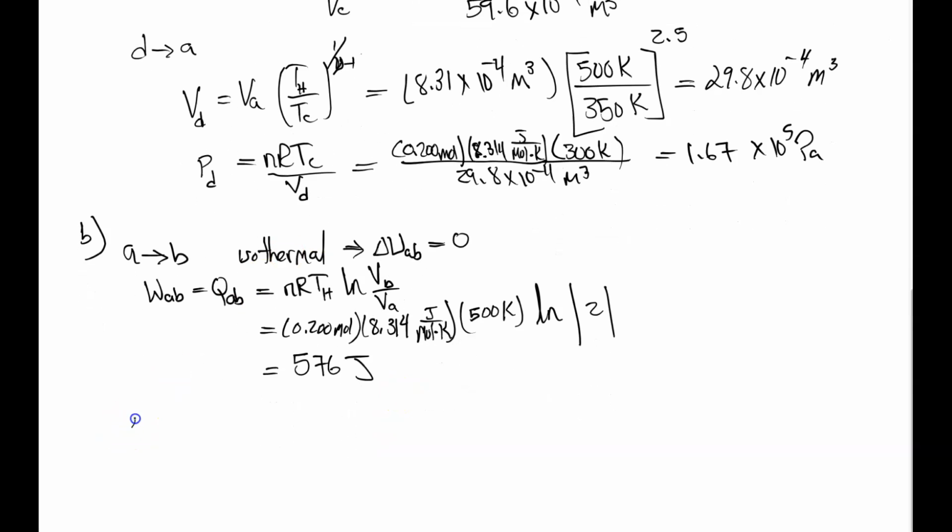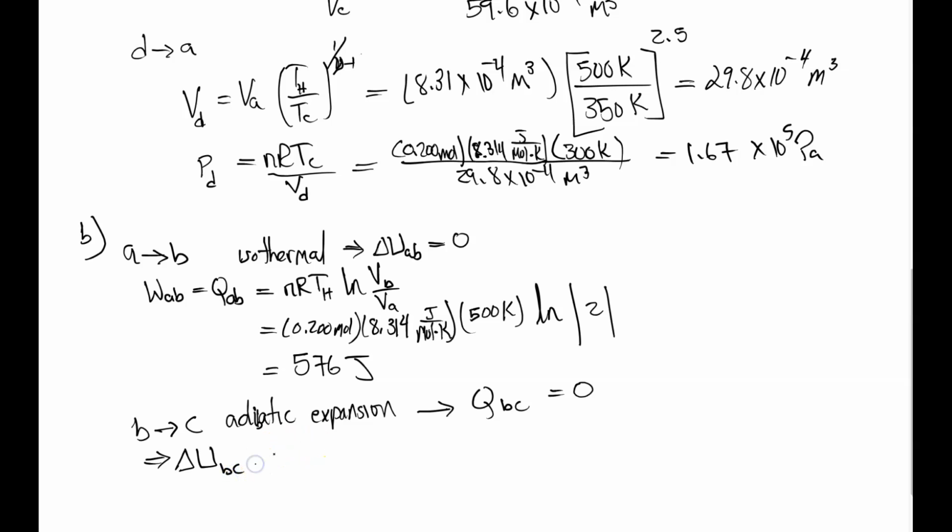Now for the process from B to C, it's an adiabatic expansion. That implies that the heat is 0. That means that the change in internal energy from B to C is going to equal minus the work from B to C.